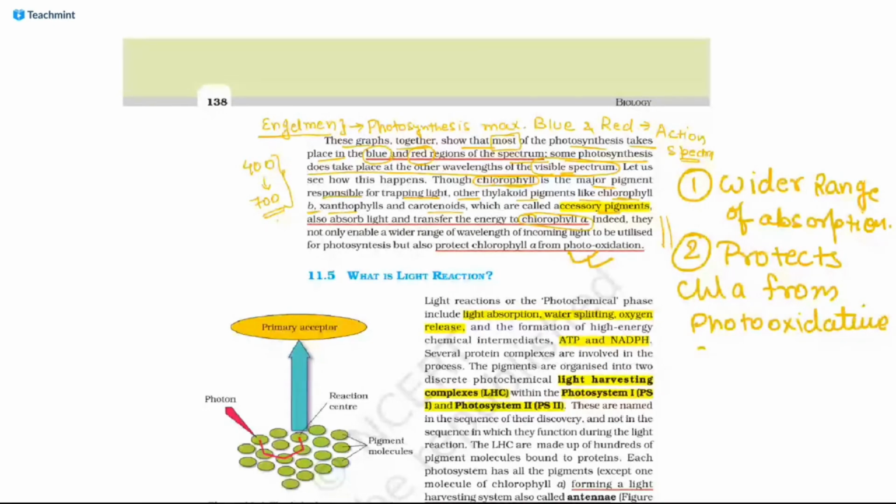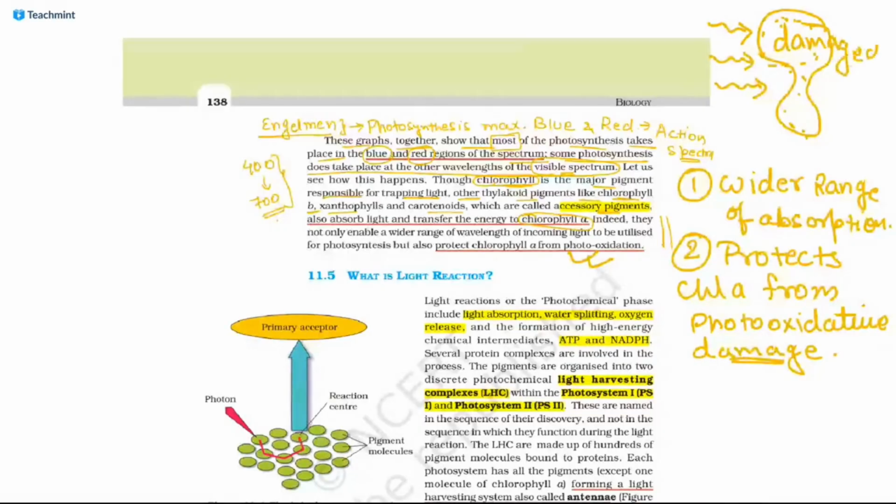Understood? Now, what is photooxidative damage? See, chlorophyll A is a molecule, right? It is a large molecule, although earlier we used to study it, now it is out of syllabus, that there is a head and a tail in the structure. Now, if light falls on this molecule and the intensity is very high, then this pigment may get damaged. This damaging of pigment is called photooxidation. So it protects it from photooxidative damage. Is this point clear? So the two functions of accessory pigment are very clear.